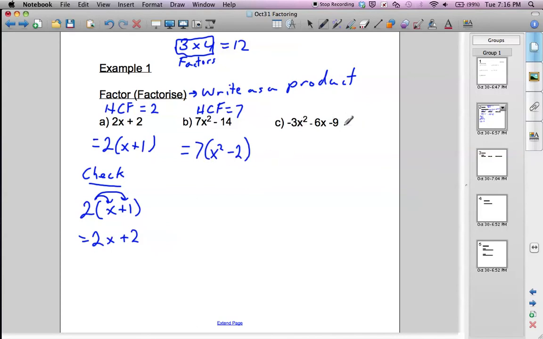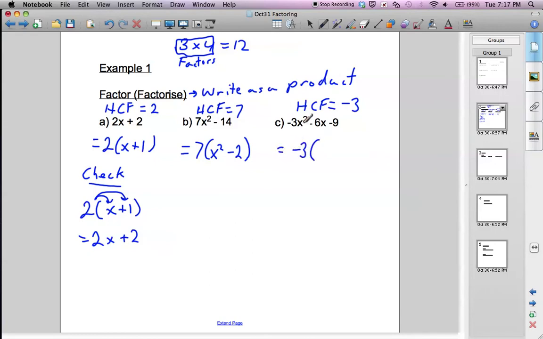Next one. Here we have 3 terms. So let's look for a highest common factor of all 3 terms. Notice we have a 3, 6, and a 9. So obviously 3 is the highest common factor. But the leading coefficient, the coefficient at the beginning, is negative 3. So we're going to factor out a negative 3. The HCF is going to be negative 3.